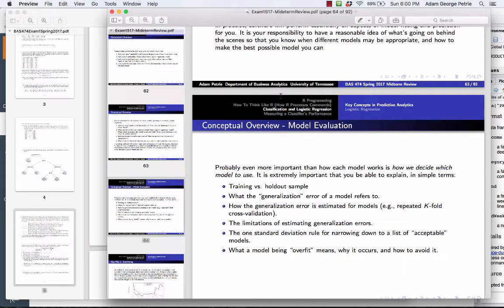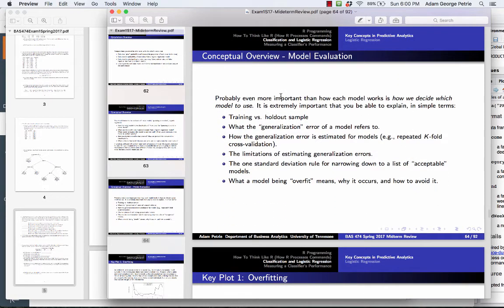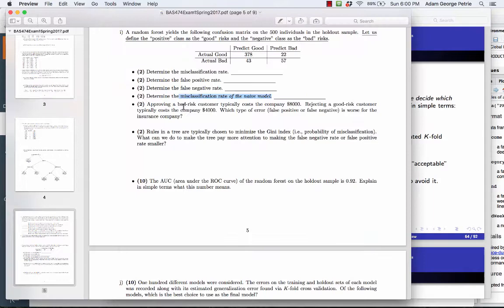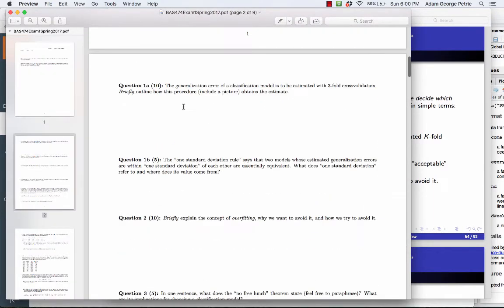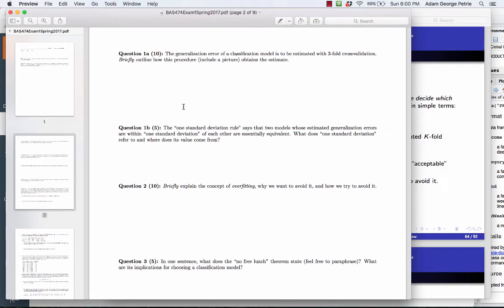All right, so also you're going to want to know a lot about model evaluation. So back in this exam from last semester, I started out by saying, all right, how do we actually evaluate models? Well, we want our model to make the smallest error as possible, so we talk about the generalization error of a classification model. How do we estimate that? How do we calculate that? Well, it all comes down to the confusion matrix and what we're using to actually gauge the quality of the model, the misclassification rate, the false positive rate, etc. But basically, how do we actually go about estimating that stuff, when we're building a model?